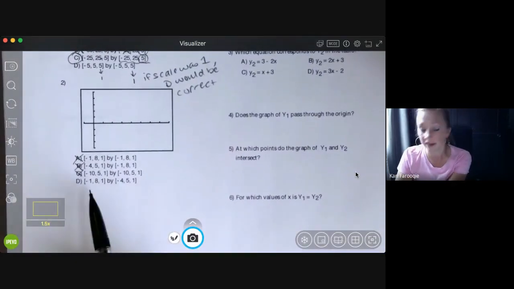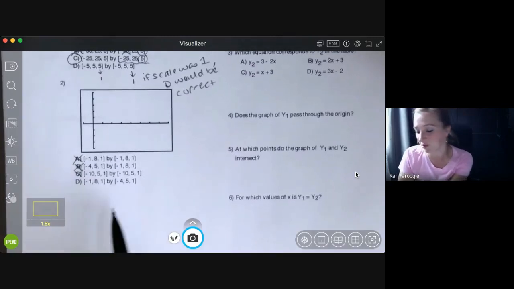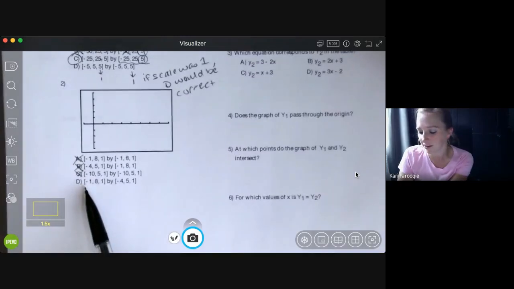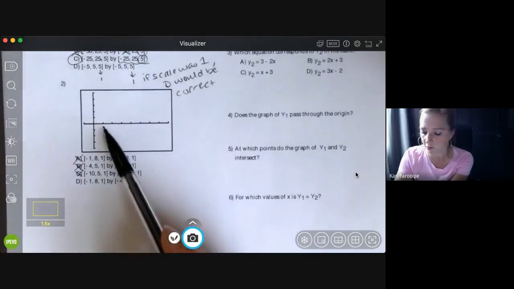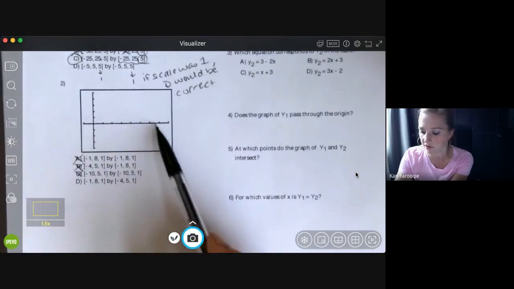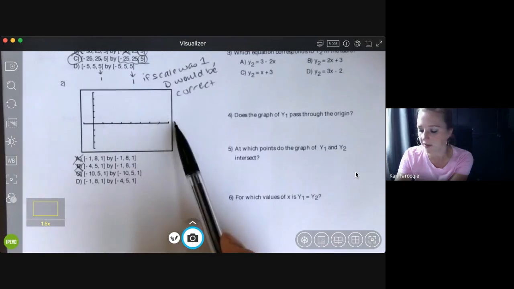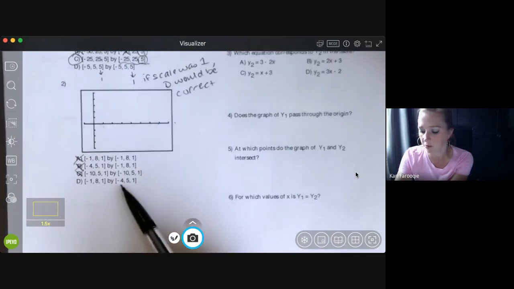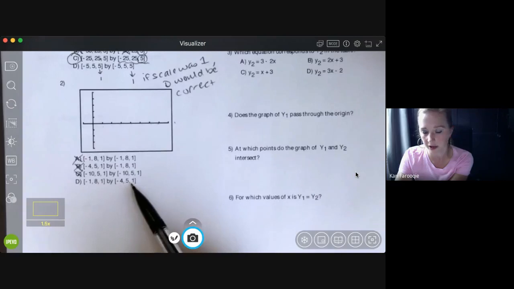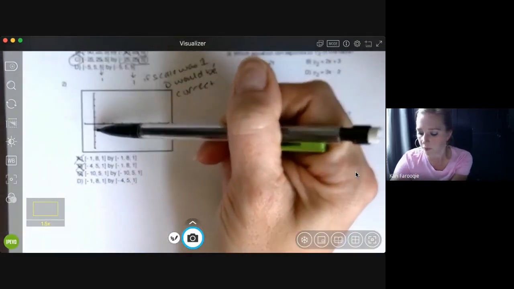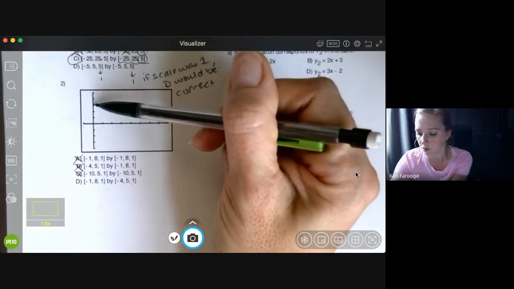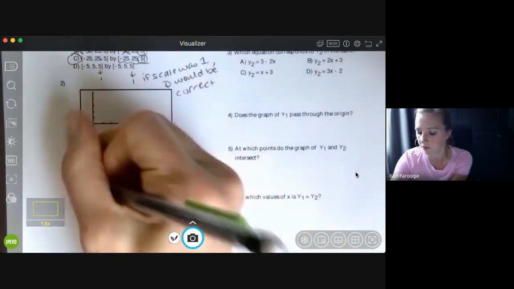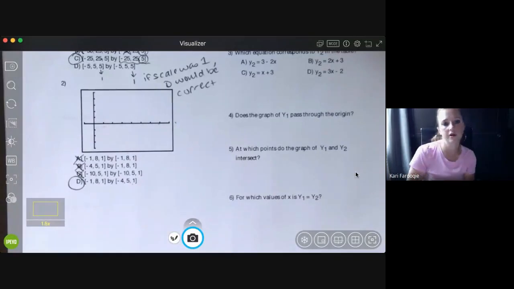Now D has to be true by process of elimination, but D says that X is going from -1 to 8, and you can verify by counting your ticks, 1, 2, 3, 4, 5, 6, 7, 8. And then it's saying that Y goes from -4 up to 5. So -1, -2, -3, -4, and then 1, 2, 3, 4, 5. So D is the correct option.